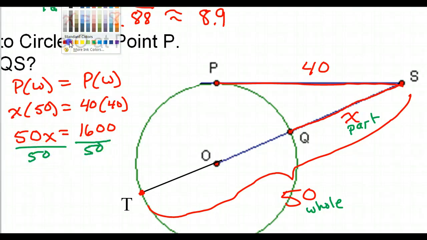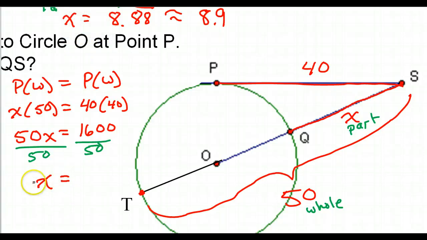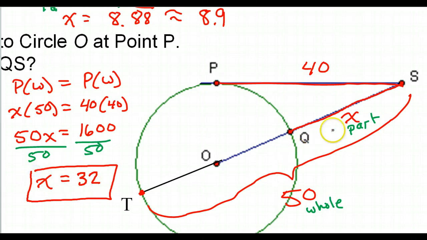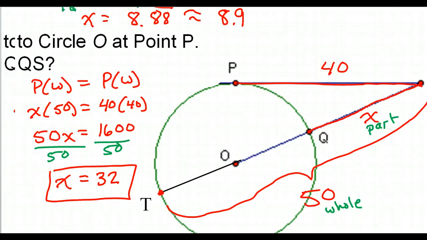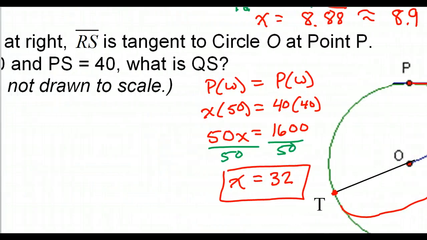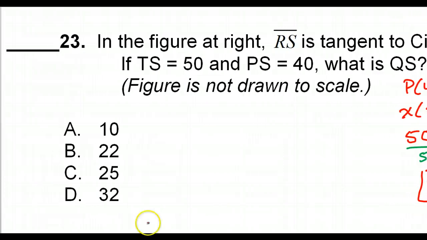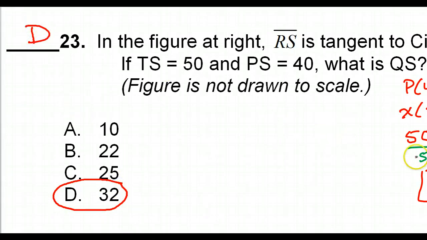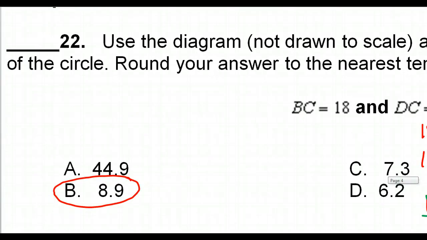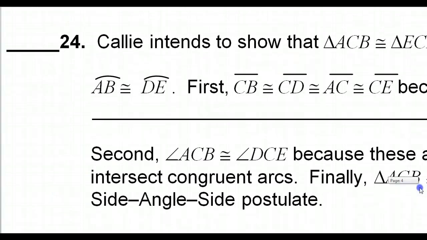And see what we get. 32. Alright, so x is 32, so that is the length of QS. Alright, and that is it. Oh, multiple choice. Okay, fine. So that means the answer is D, 32. Kabam. Alright, so number 24.